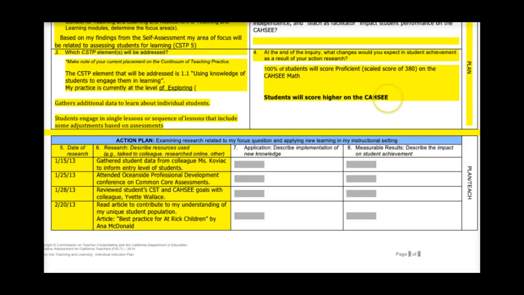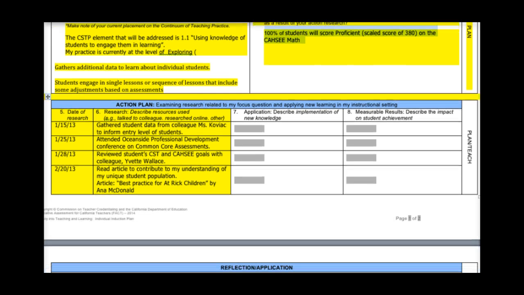I hope this isn't confusing, but what we're looking for is a fairly specific result so that teachers at the end can say, yes, some of those strategies were effective for some of my students, and I'm going to continue to work towards how to support 100% of my students scoring proficiently on the CASE math.